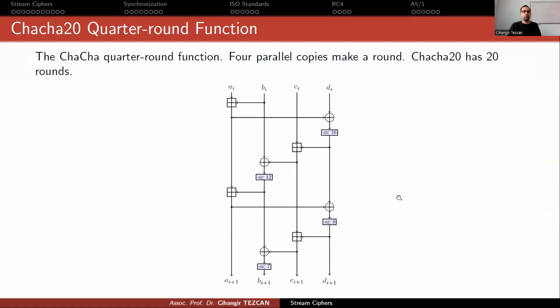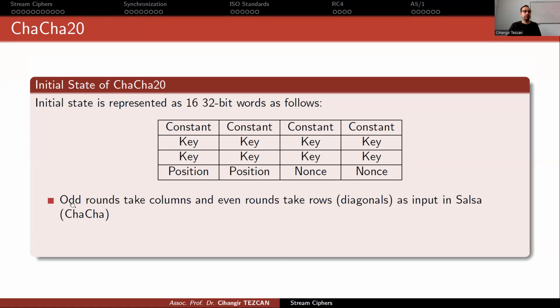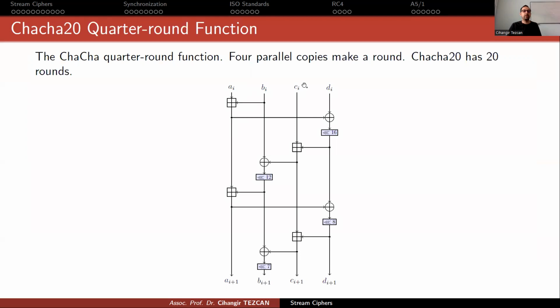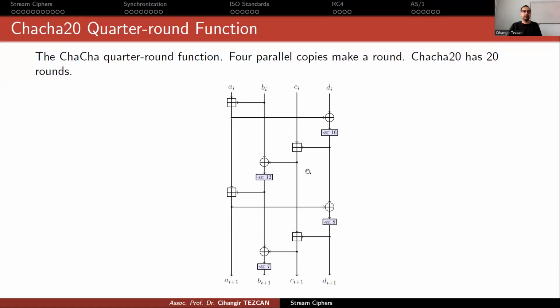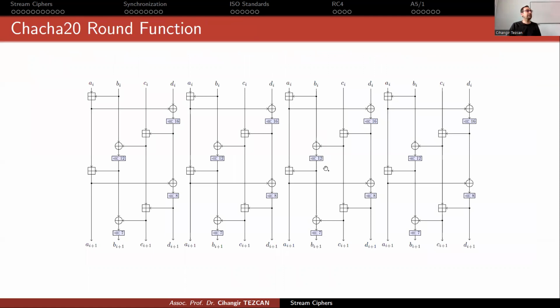So let me show you a quarter round. Let's look at this example. Assume that we are in the odd round. So we take this column, four values, and put them here, and then perform these operations. As you can see, we have XOR, modular addition, and left cyclic shifts or rotations. After one round, these four values are modified and written back here. In a single round, we do this in parallel. So actually, this is your single round.